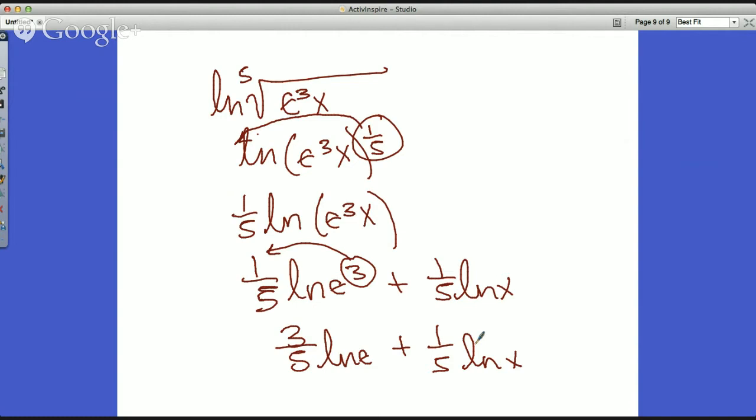Doesn't the ln and the e cancel out on the bottom to the left? That's exactly right. I was going to ask that. ln e here, because it's ln of e, it has the base of e. These cancel, a little cancel party here. Get the donuts out. And now we have 3/5 plus 1/5 ln x as my answer.